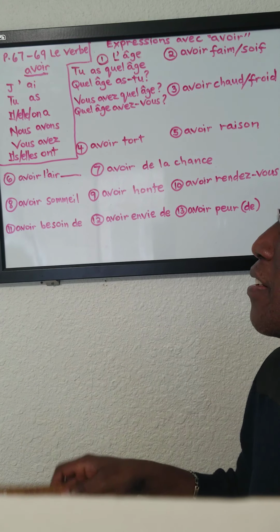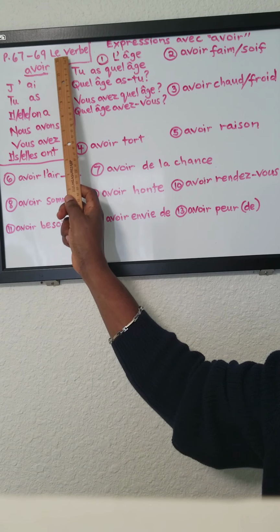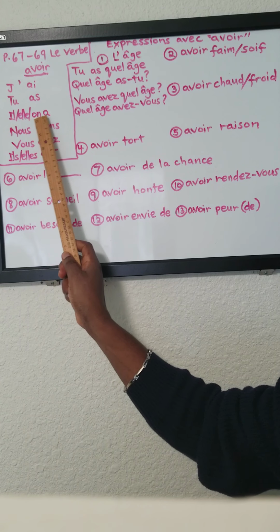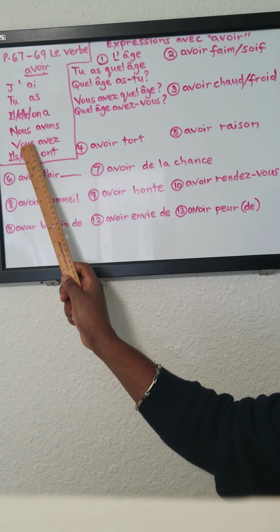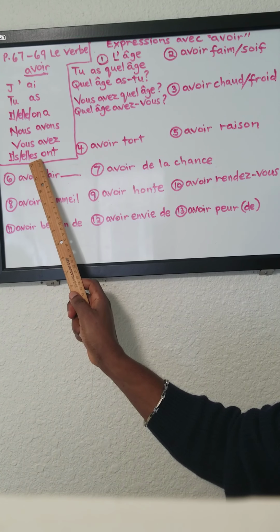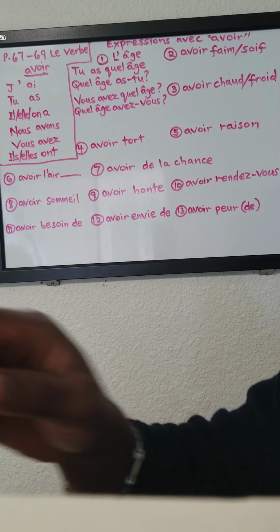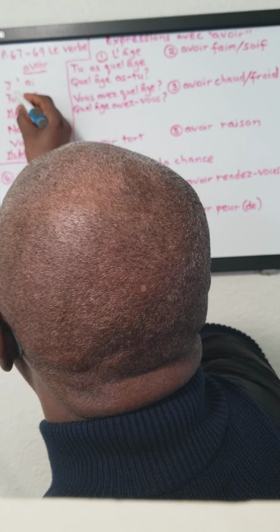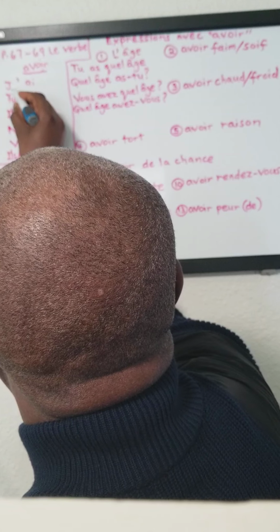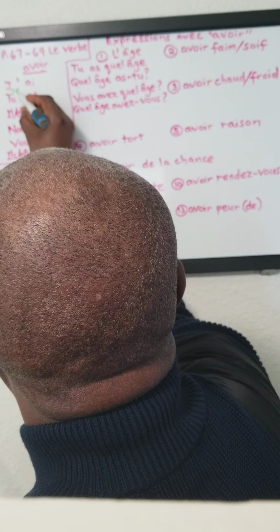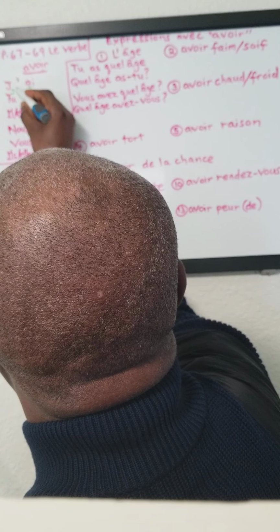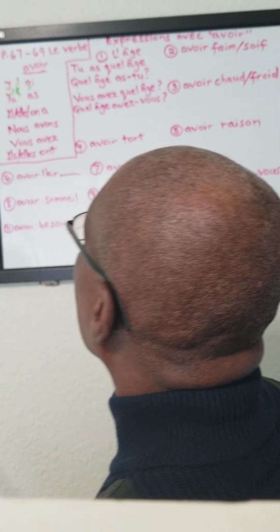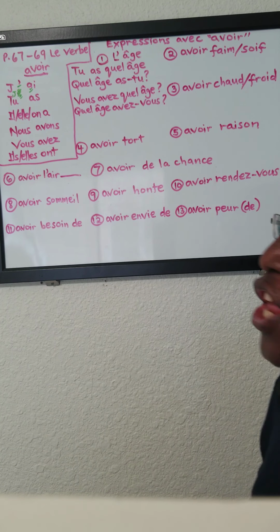Bonjour. Le verbe avoir: j'ai, tu as, il, elle, on a, nous avons, vous avez, ils, elles ont. J'ai. Vous savez pourquoi il y a une apostrophe ici? Je, E, A. Vous laissez tomber la première voyelle et vous mettez l'apostrophe. J'ai, I have.